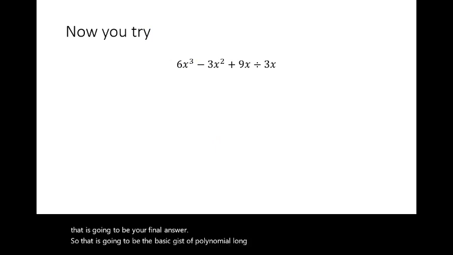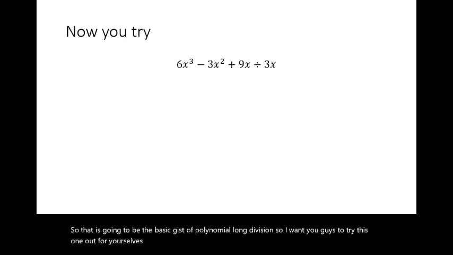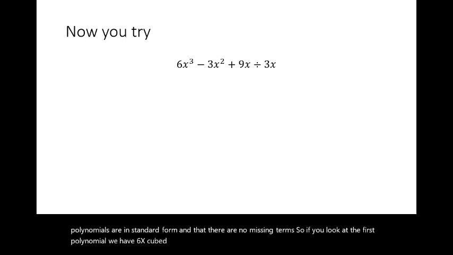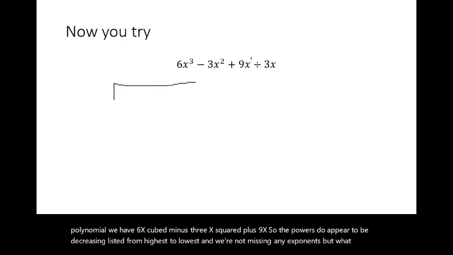So I want you guys to try this one out for yourselves. Now, one thing I will point out is you have to make sure that both polynomials are in standard form and that there are no missing terms. So if you look at the first polynomial, we have 6x cubed minus 3x squared plus 9x. The powers do appear to be decreasing, listed from highest to lowest, and we're not missing any exponents, but what we are missing is a constant.